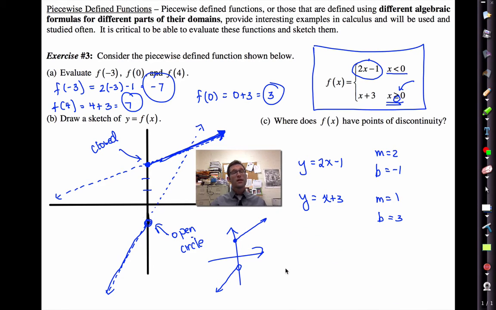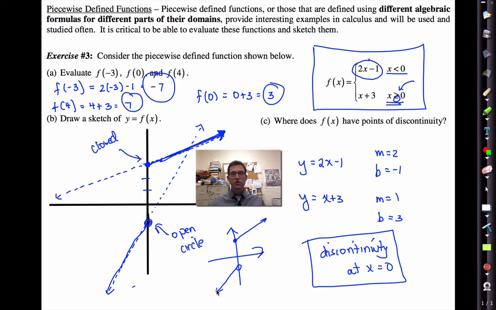Okay, now what should be obvious is that it has a point of discontinuity. So to answer letter C, it's got a discontinuity at x equals 0, right? Because if I was graphing this thing, I'd have to pick my pencil up at that point, put it back down in order to finish the graph. All right? That's how you graph piecewise functions. We'll get some practice in the next exercise as well, but pause the video now if you need to write down any of this.